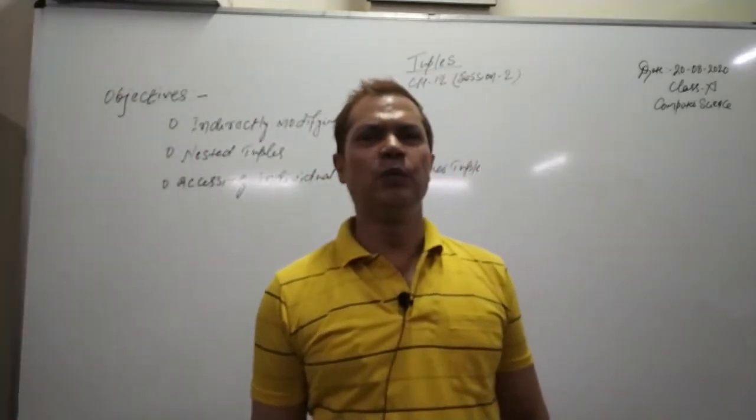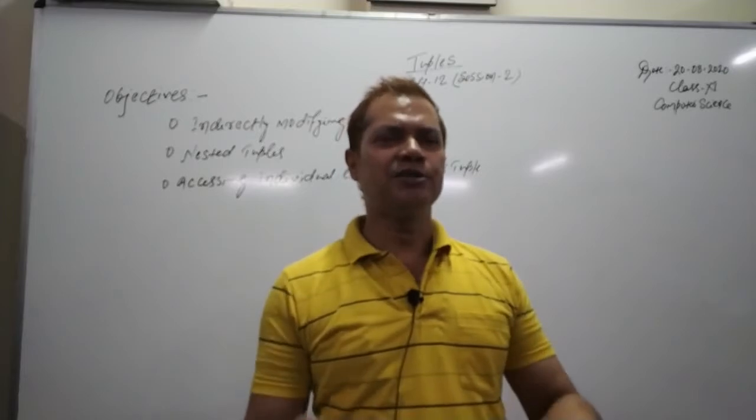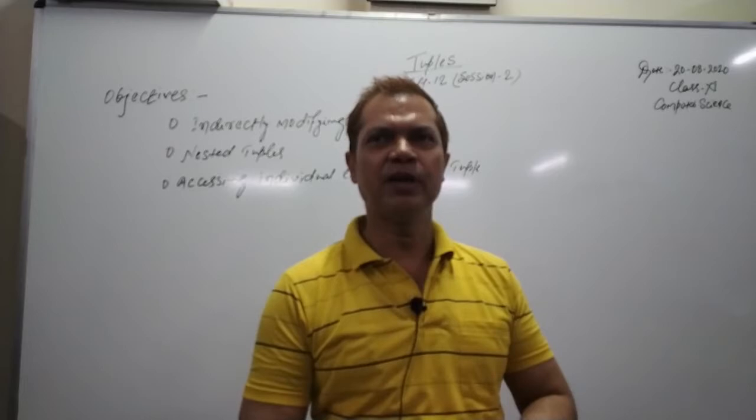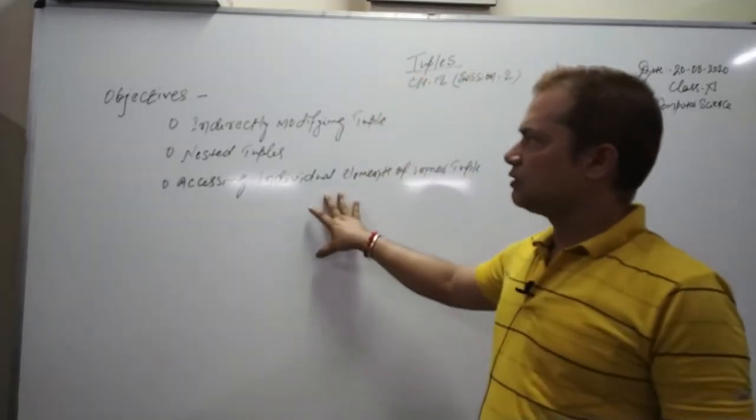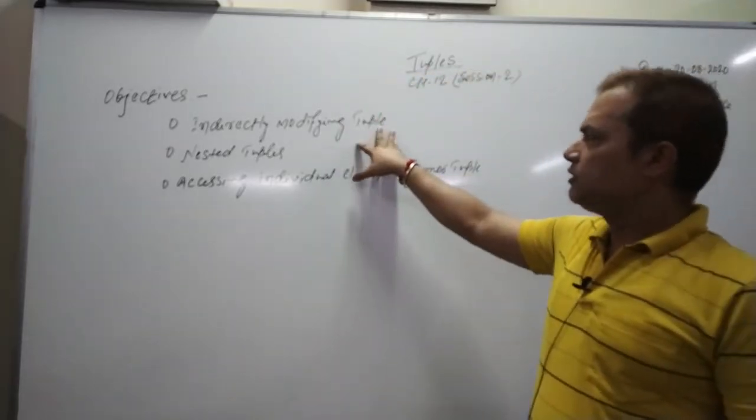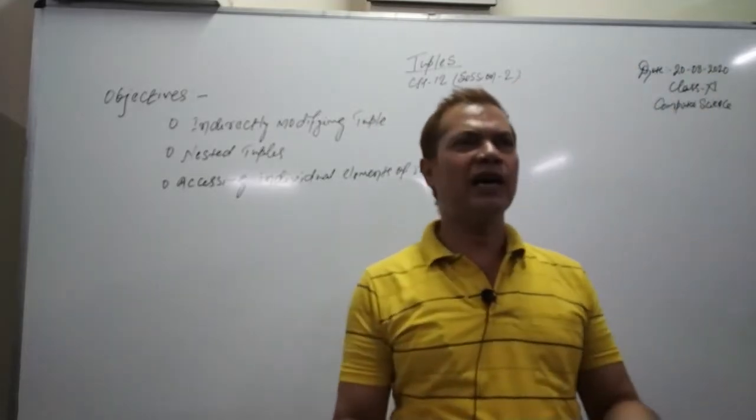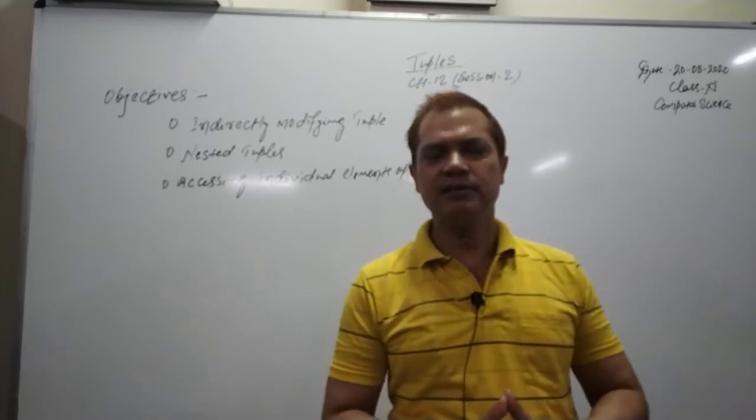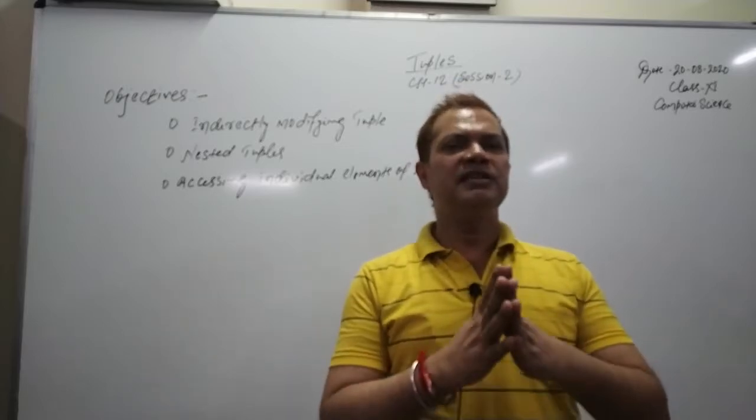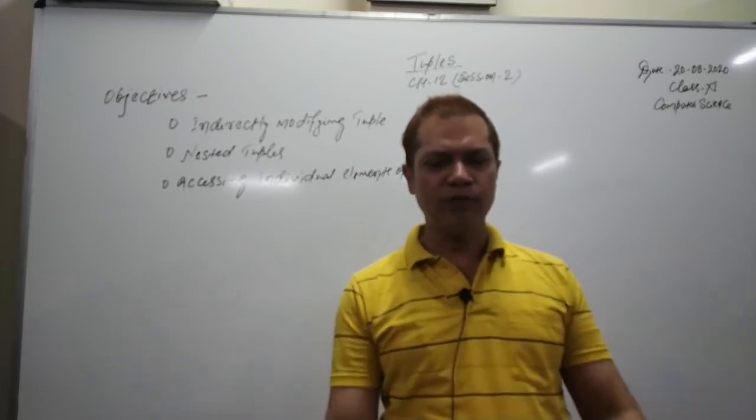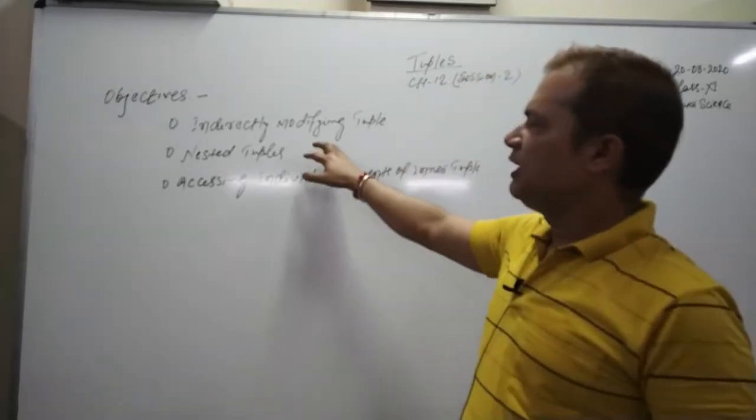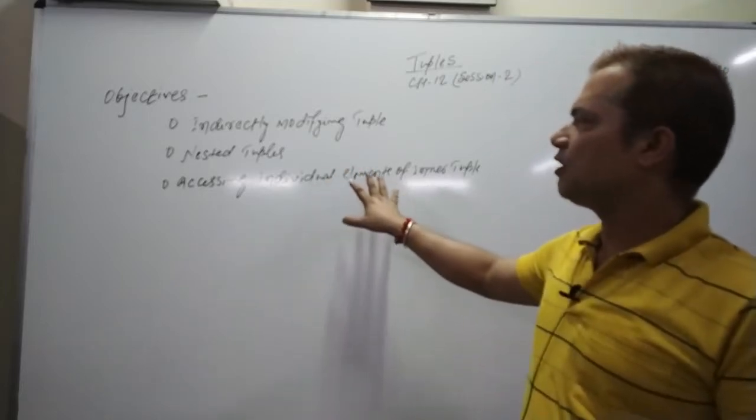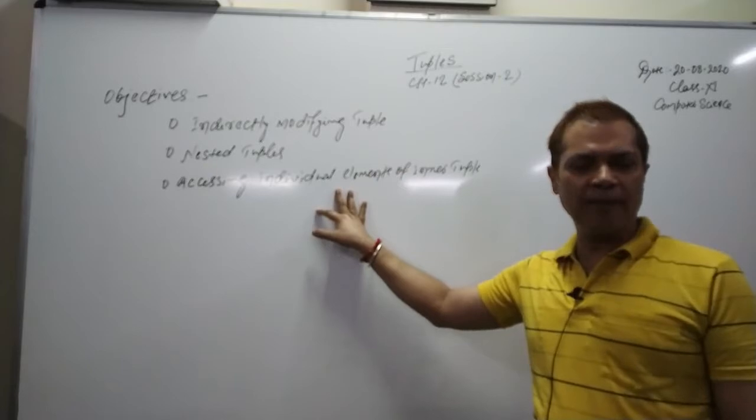Jai Hind students. Welcome back to my Python tutorials, and today it's my second session of the Tuples chapter, chapter 12. Today's objectives are indirectly modifying the tuple. We'll see how to modify the tuple element indirectly, because as you all know, tuple is an immutable data type in Python. So how to modify it if required, indirectly. Nested tuples, we'll see that, and how to access the elements of a nested or inner tuple. These are the objectives of today. Let's see one by one.